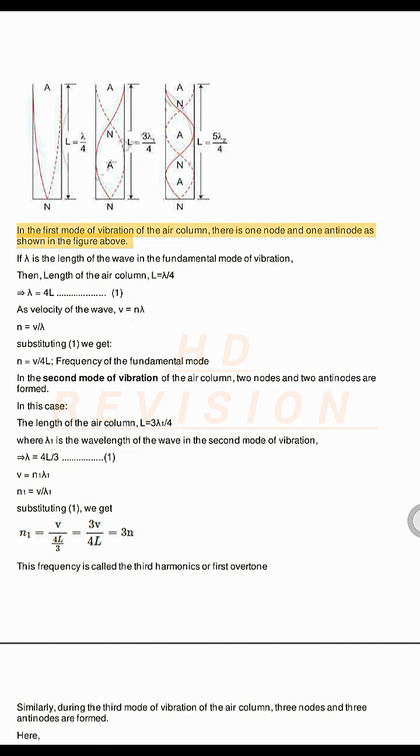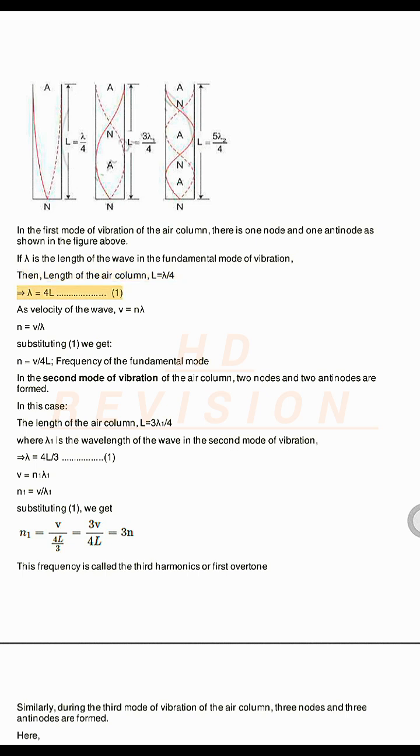In the first mode of vibration of the air column, there is one node and one antinode as shown in the figure above. If lambda is the length of the wave in the fundamental mode of vibration, then the length of the air column, L = lambda/4.